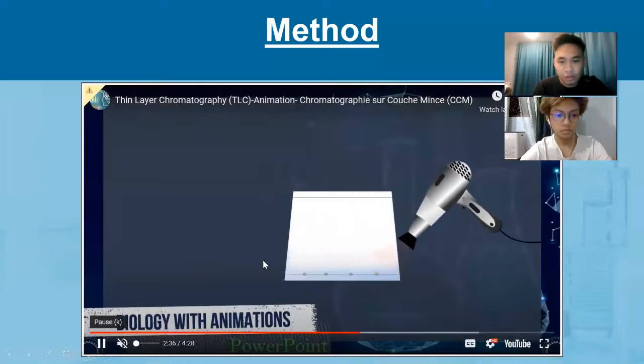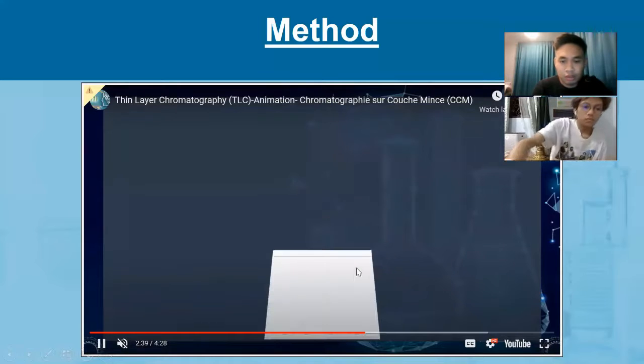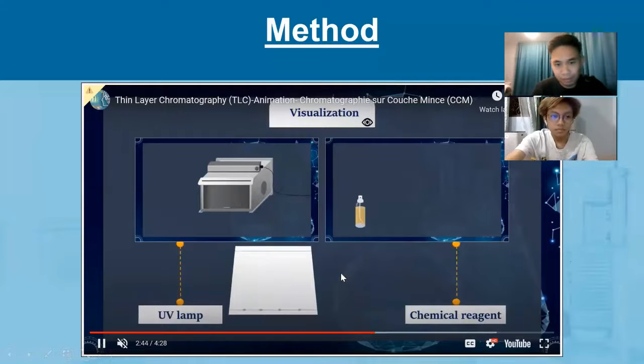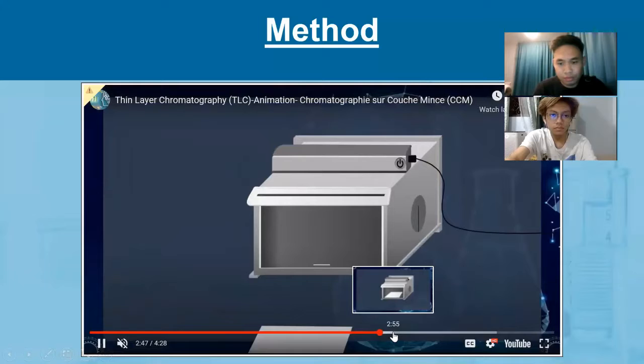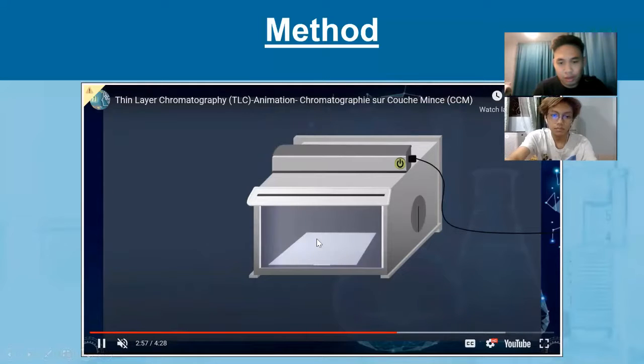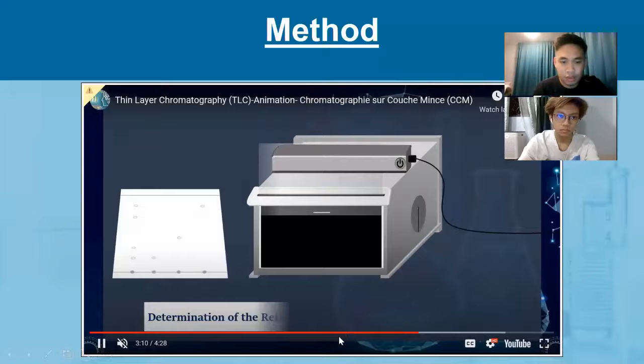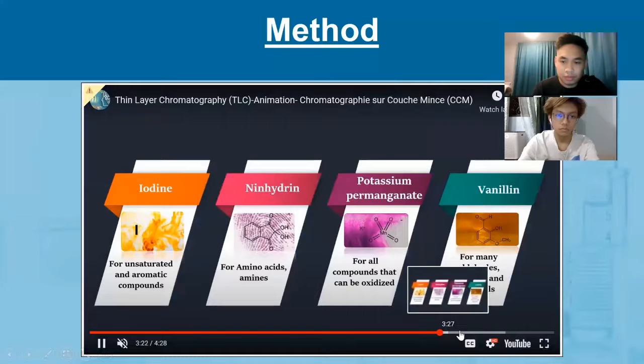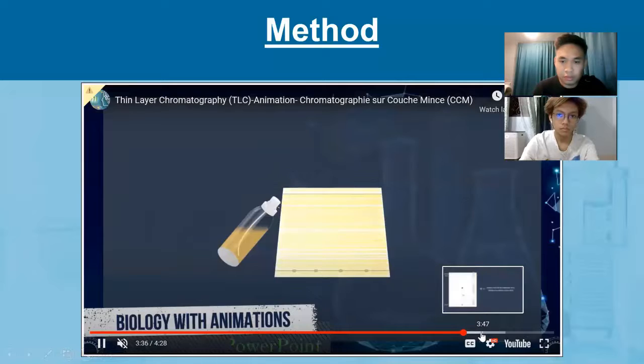After that, we will dry it using the dryer, and then we visualize it using the UV lamp. After visualizing using this machine, we can see the dots, showing the presence of different retention factors. This is the determination of the retention factor.